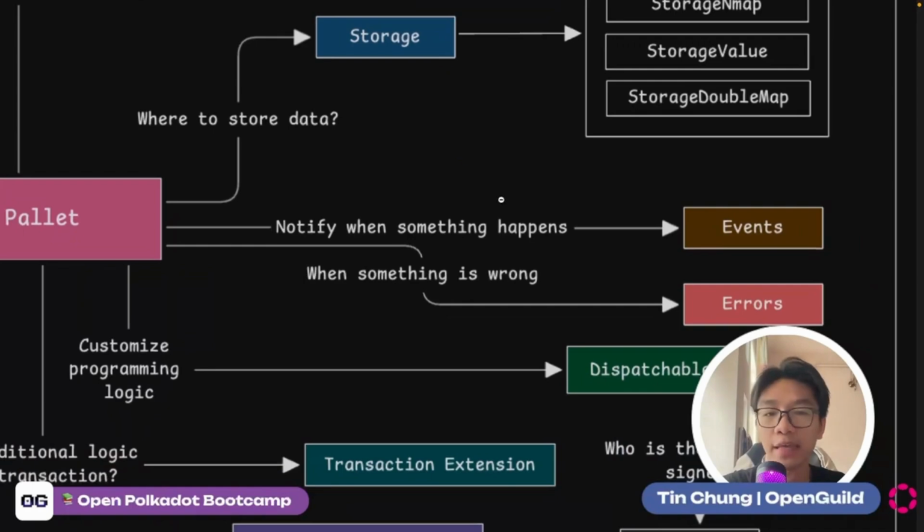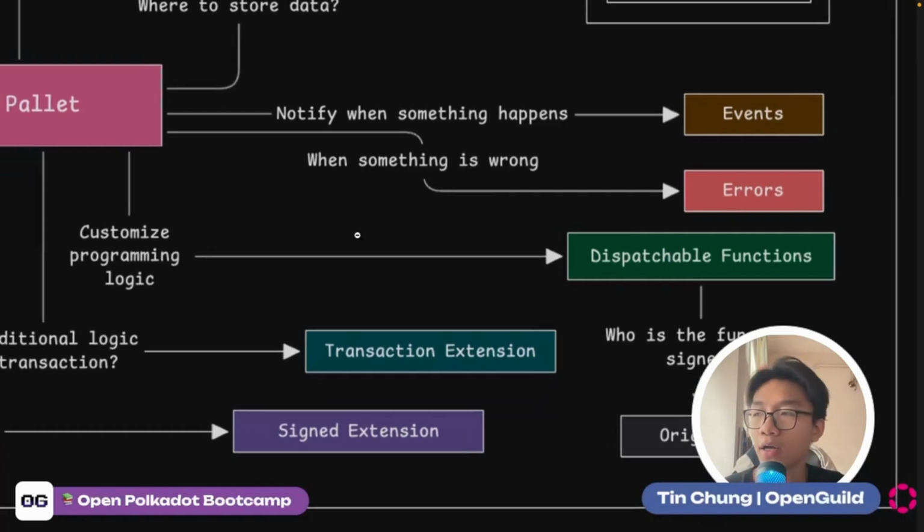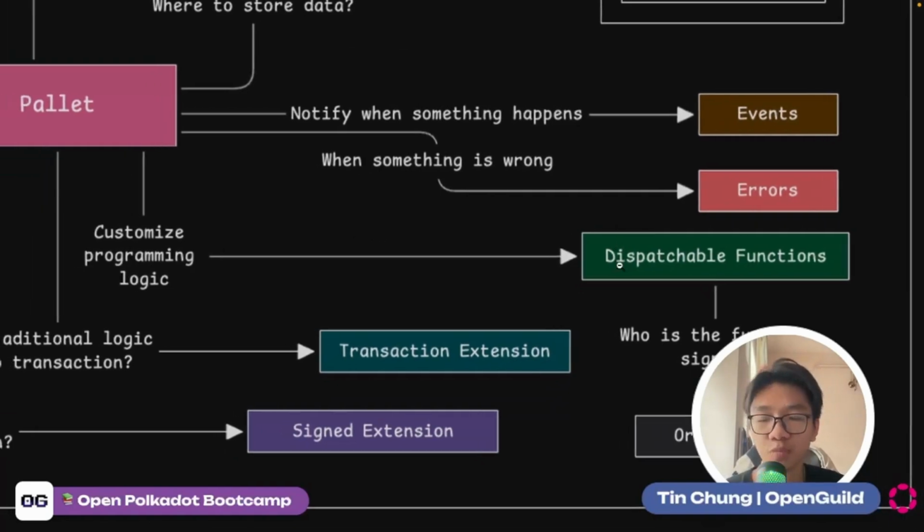Another one is the event. For the pallet, whenever something executes on the pallet, we want to emit an event so that the user can see the event and what just happened. Another one is the error. When we execute our functions, we also want to throw an error, right? Very basic.